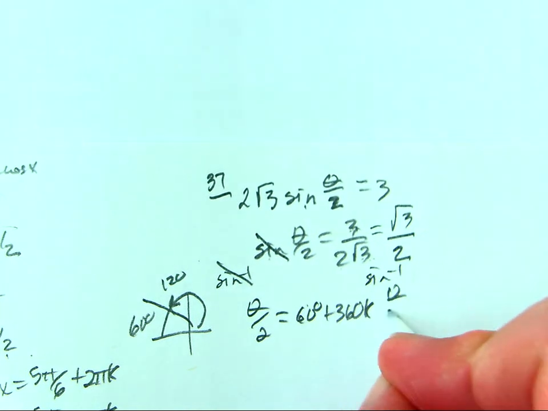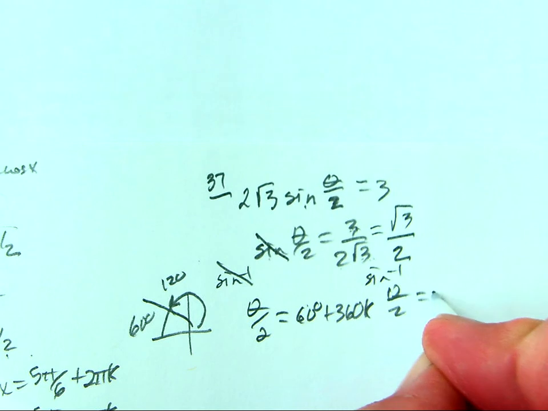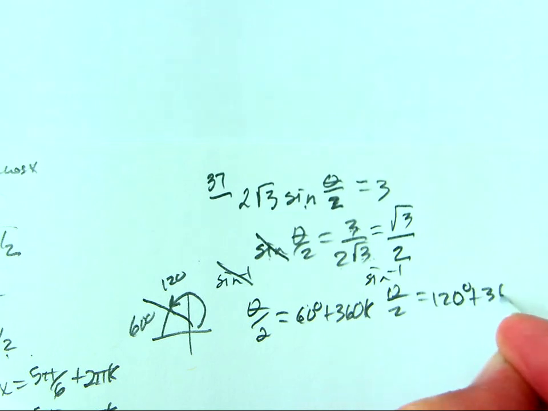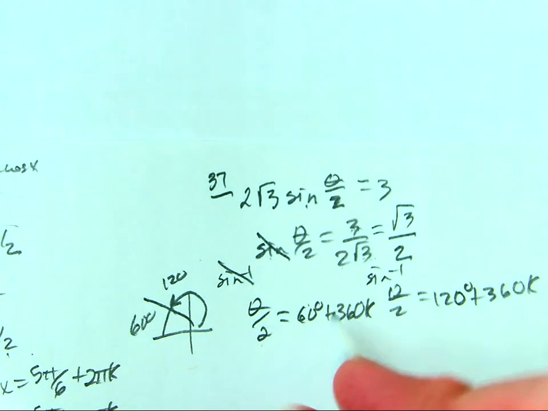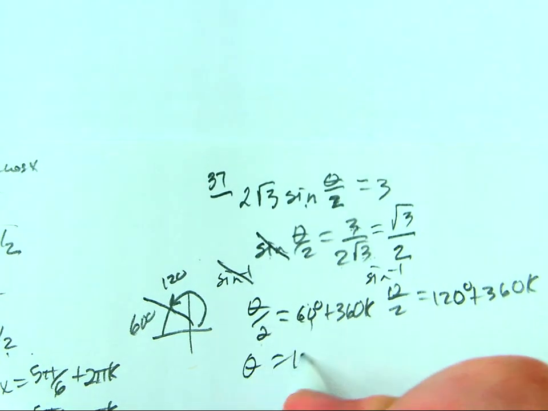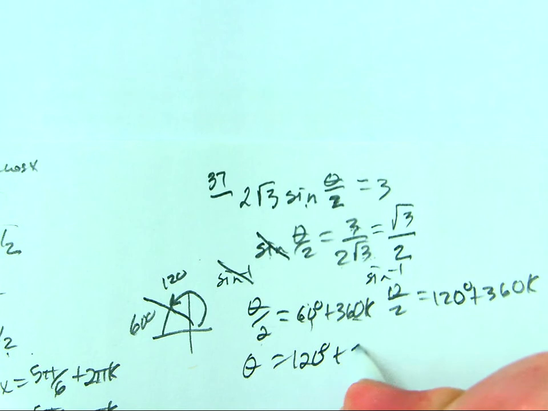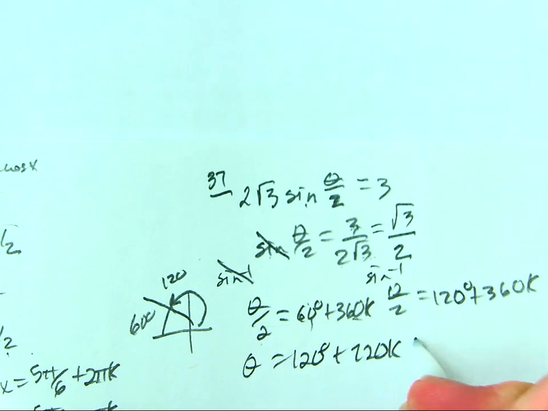So theta over 2 could also be 120 plus 360k. So we have those two equations. Now to solve for theta, we need to multiply by 2. So if I multiply by 2, that'll be 120 plus 720k. Multiply this one by 2. 2 times 120 is 240 plus 720k.